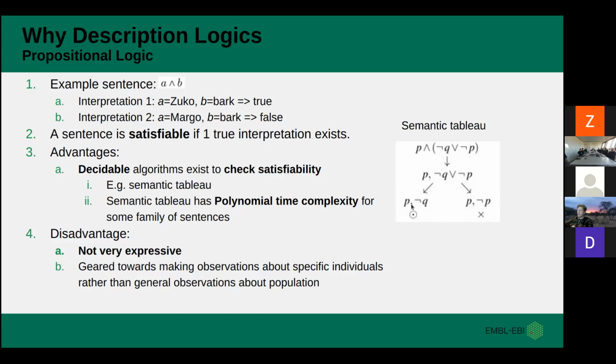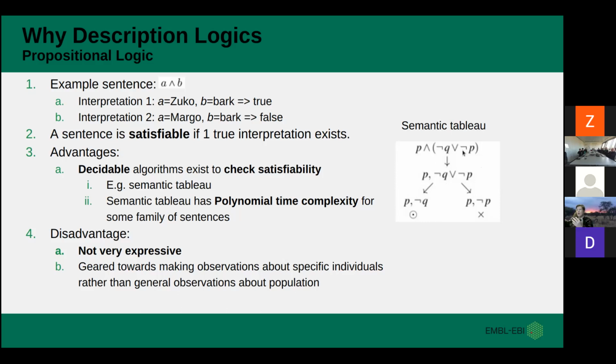But if we go through on this branch, we can have a situation where P is true and not Q is true. Because that is a possibility, it means this is satisfiable. There are at least some interpretations for which this will be satisfiable.